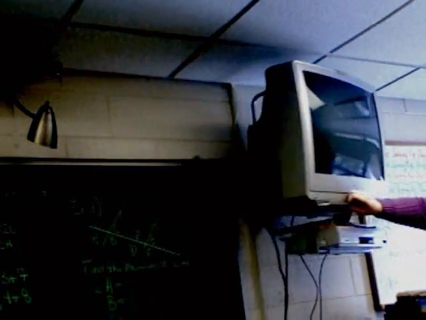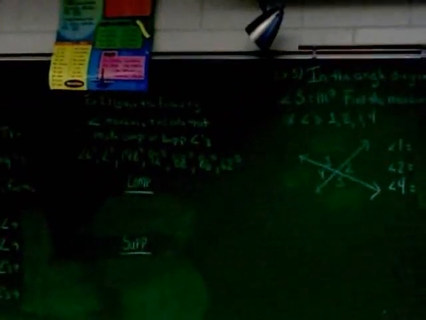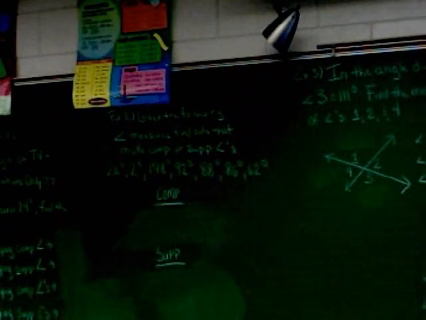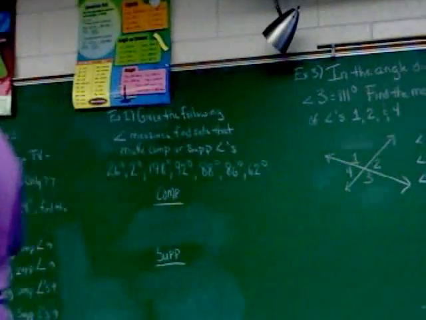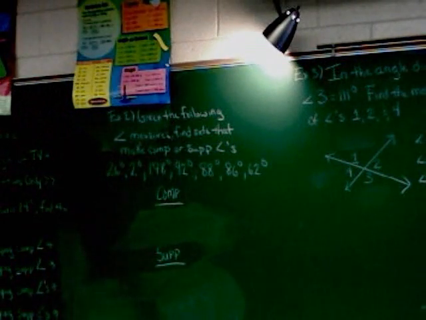Okay. And now we go back to the board. All right. Start over there with Example 1. An angle measures 24 degrees. Find the measure of one accompanying complementary angle, one accompanying supplementary angle, two accompanying complementary angles, two accompanying supplementary angles.